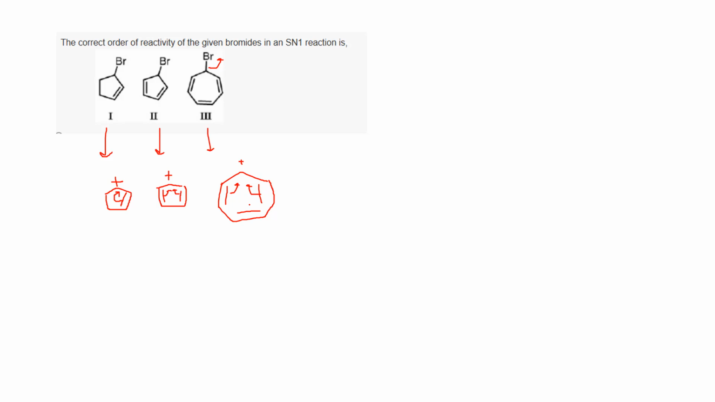A completely conjugated cyclic system follows Huckel's law: the system should be conjugated, the system should be cyclic, and the system should have 4n plus 2 pi electrons. Then that is called aromatic. So all these systems are cyclic, so Huckel's first law is satisfied. Then the second is the system should be conjugated. So here the system is conjugated, but the number of pi electrons? There are 2 pi electrons.